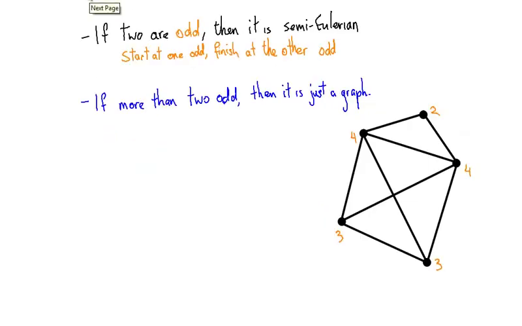If there are two that are odd, for example, there's an odd one, there's an odd one, and the rest are even, you have a semi-Eulerian graph. What you then do is start at one odd number and finish at the other odd number. If there's more than two odd, then it's just a graph and there's no trick. You can't cover all the edges without doubling back. So that is Eulerian and semi-Eulerian graphs.